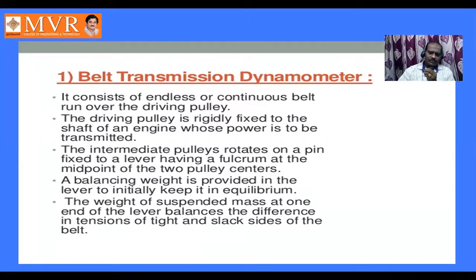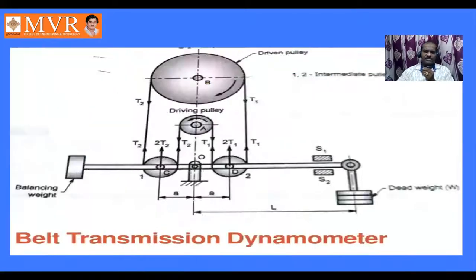How are we going to assemble it? If you observe this diagram, we can easily understand. This is called the driven pulley. This is called the driving pulley. These two are the intermediate pulleys, and this is the balancing weight. This is the fulcrum and this is the lever, and these two are balanced with the help of the supporters or stoppers. S1, S2 are the stoppers, and this is the dead weight that is acting on this lever.